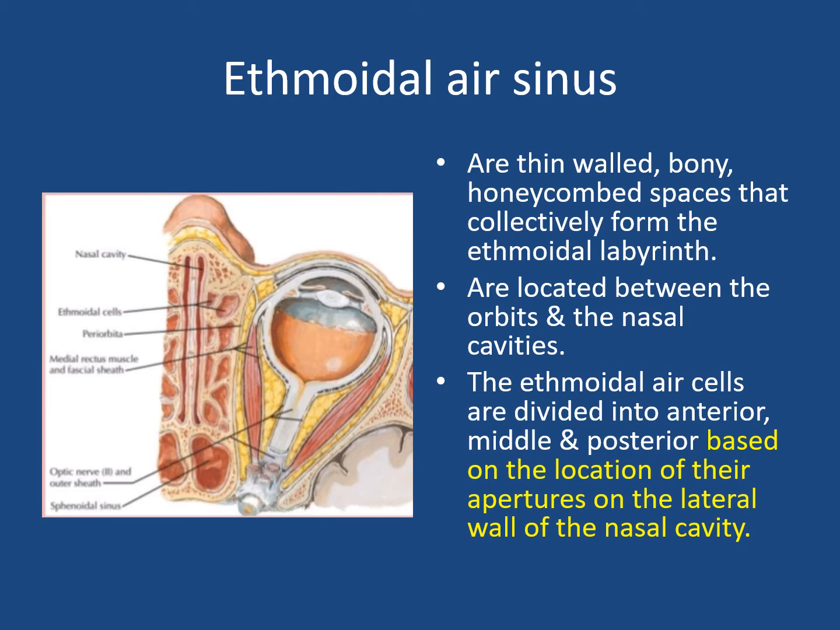Now coming to the ethmoidal air sinus, these are thin-walled bony honeycomb spaces that collectively form the ethmoidal labyrinth. I have already said this. So they are located between the orbit and the nasal cavities. Just watch in the diagram so you can identify the ethmoidal air cells in between the orbit and the nasal cavities. The ethmoidal air cells are divided into anterior, middle and posterior groups based on the location of their apertures on the lateral wall of the nasal cavity.